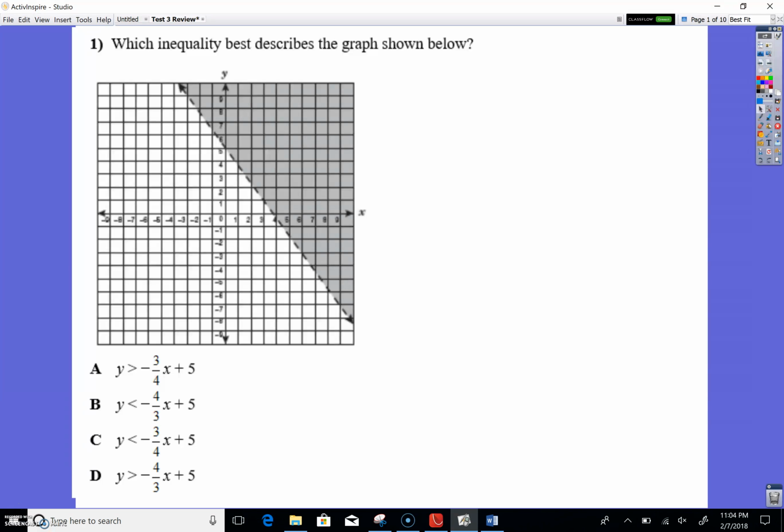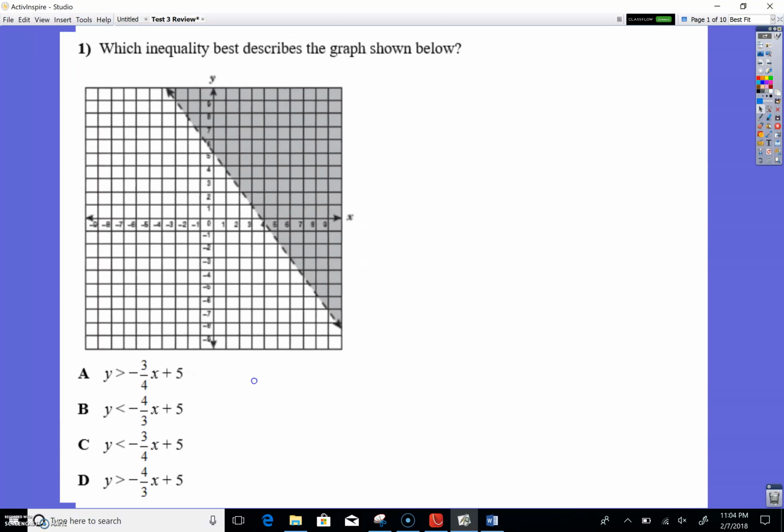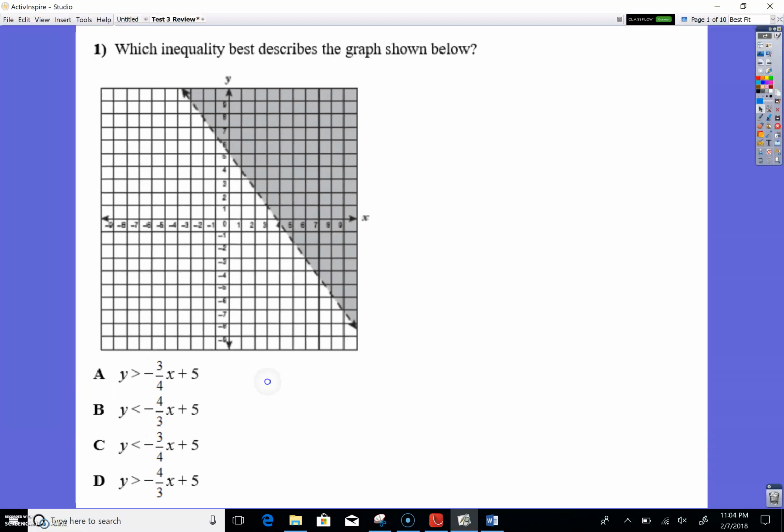Okay, this is the test review. It says, which inequality best describes the graph shown below? Whenever they ask you for which, and they give you an equation or an inequality, what you need to do is graph these right here to see which one is correct.